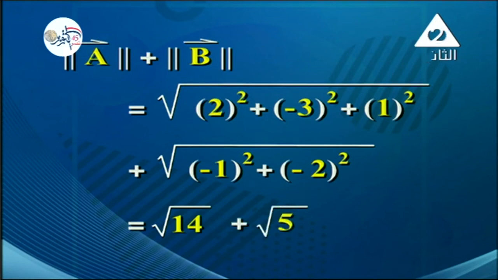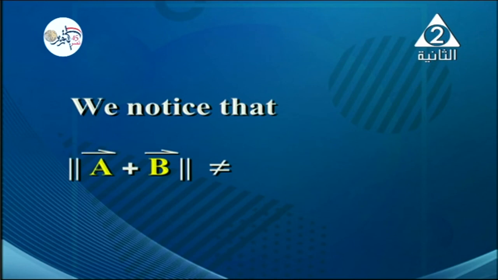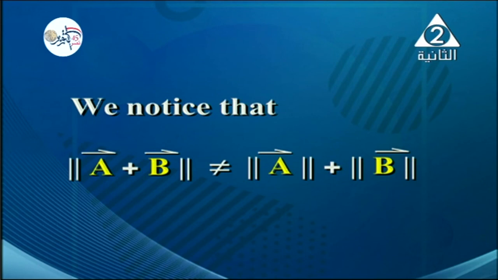Therefore, norm A is square root 14 and norm B is square root 5. We cannot add square root 14 plus square root 5. We know that norm A plus B does not equal norm A plus norm B. What do we mean? On the left-hand side, A plus B is the third vector, the vector equal to the addition of A and B. This norm of A plus B does not equal norm A plus norm B.